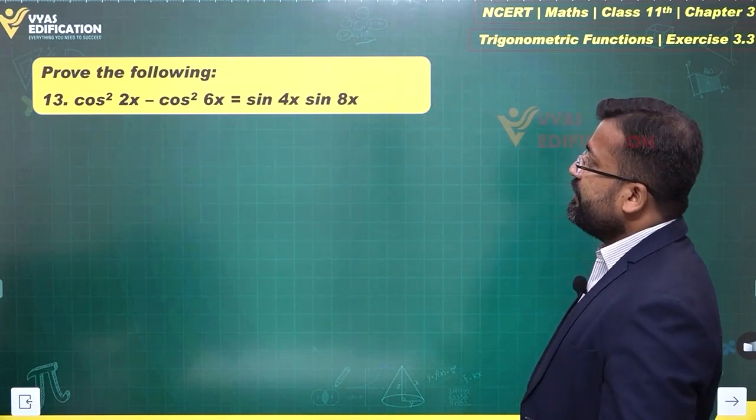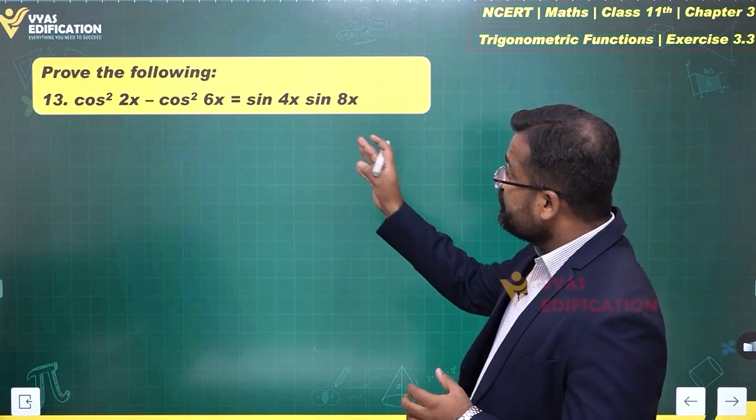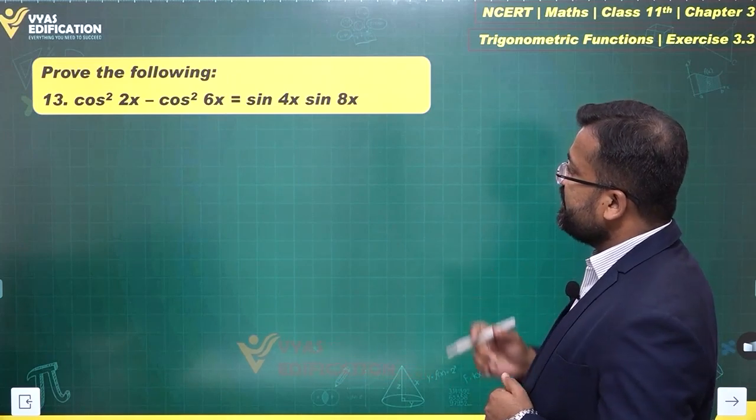Let's discuss this question in front of us. What does the question say? Cos square 2x minus cos square 6x, and this has to be proved equal to sin 4x times sin 8x. Now what are we supposed to do in this question? Let's take a look at this.